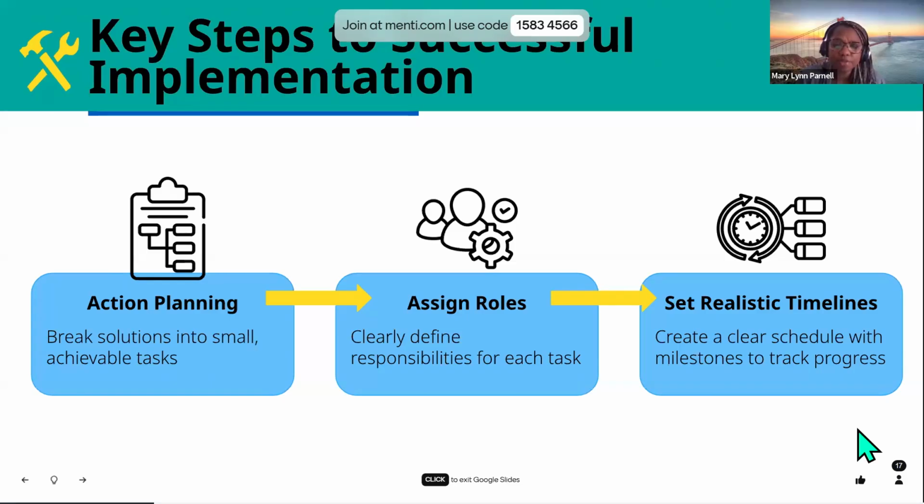Key steps to successful implementation. Again, we're action planning, assigning roles, and then setting realistic timelines. So making sure, back to the beginning, breaking solutions into small, achievable tasks. Assigning roles, clarity, defining responsibility for each task is really key. And then also setting realistic timelines, creating a clear schedule with milestones to track progress. A lot of these key words, realistic timelines, assigning roles, planning, are all feeding into the depth of the tools that we're going to be talking about in just a few minutes.